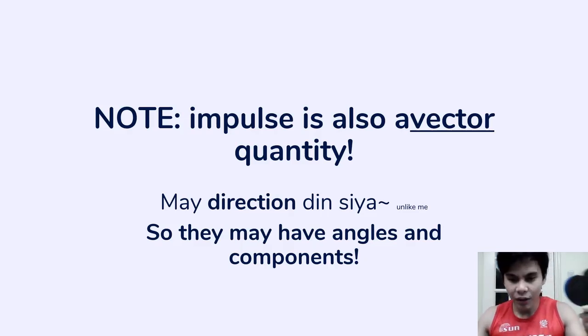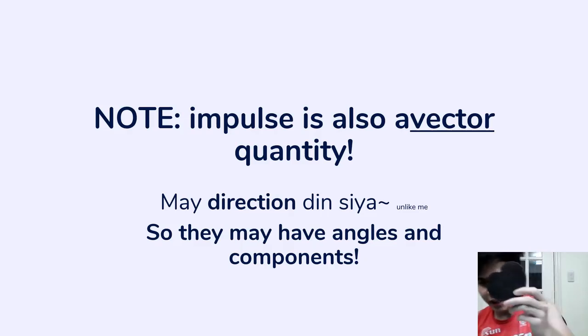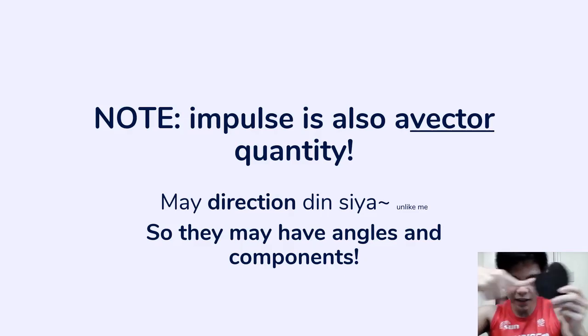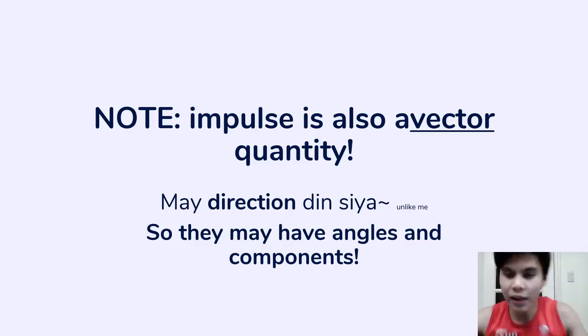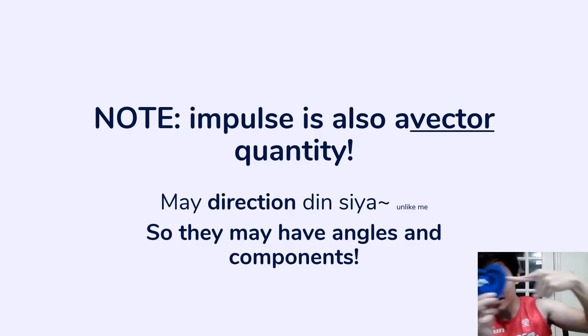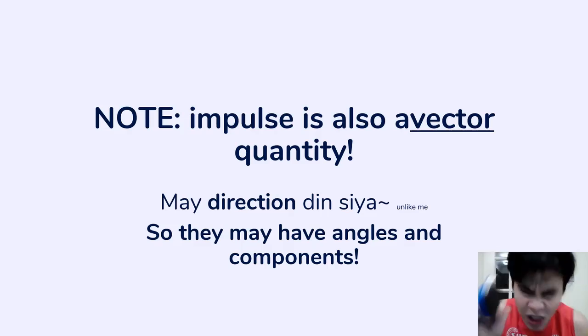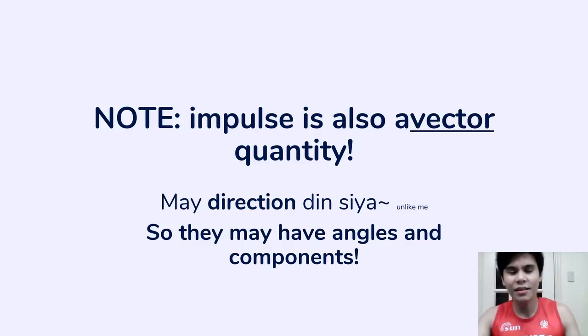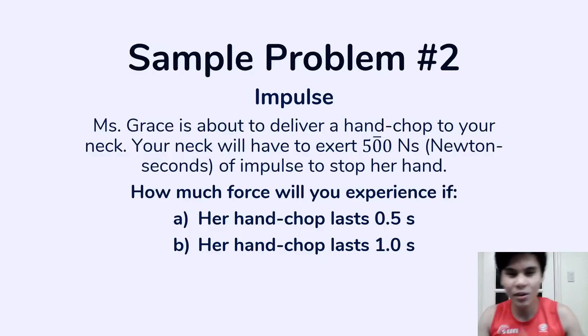If you have momentum going one way and impulse going the other way, if they're opposite, you expect your object to slow down. But if you have momentum going one way and your force going the same way, then you expect your object to speed up. All right? So again, direction is very important for your momentum and impulse.